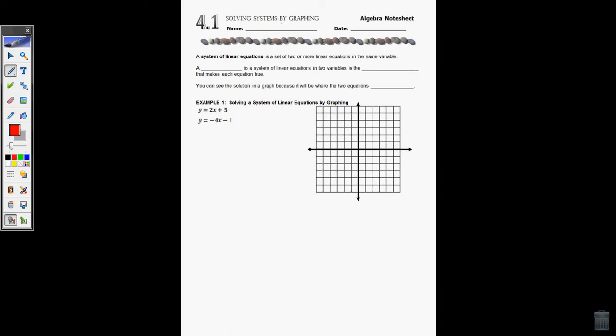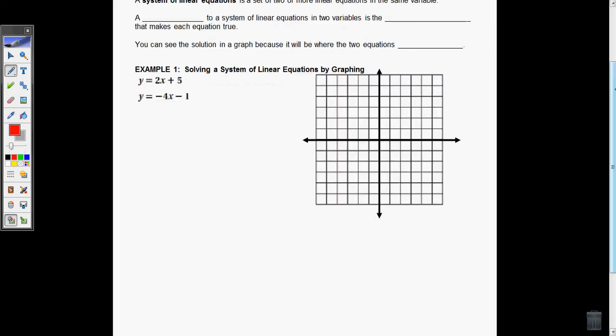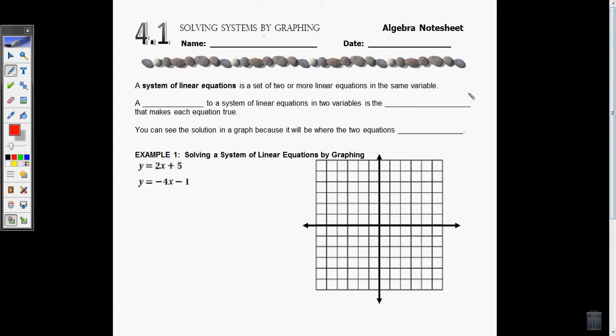Everybody, be prepared for the quickest video you have ever seen. 4.1 Solving Systems by Graphing.